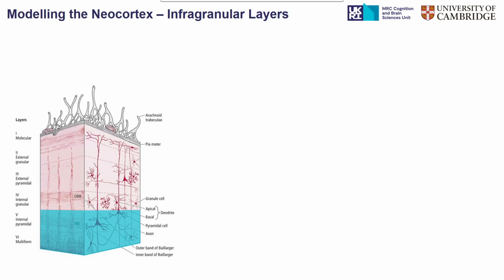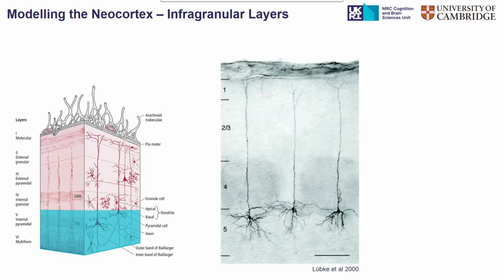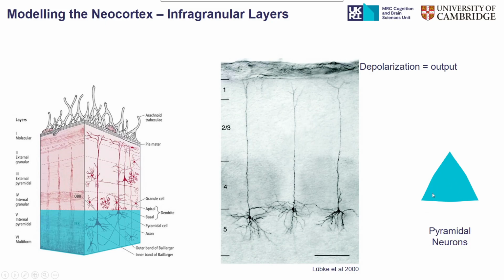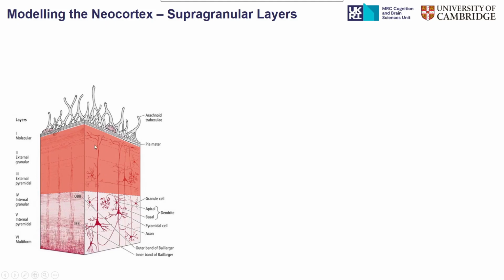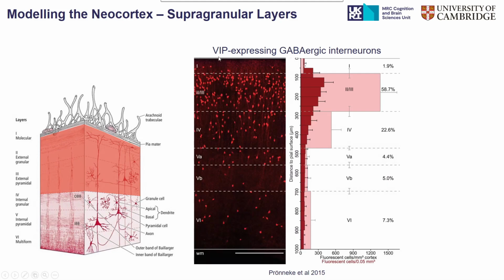Below the granular layer, layer 5 and layer 6 are collectively referred to as the infragranular layers. These mostly consist of pyramidal neurons which have dendrites extending all the way up to layer 1. Depolarization in the dendrites of these pyramidal neurons corresponds to the output of this column of cortex. We'll refer to them with this triangle. Lastly, the top 3 layers, called the supragranular layers, largely consist of inhibitory neurons and some superficial pyramidal neurons, but we'll be focusing on the inhibitory neurons, which are specifically vasoactive intestinal polypeptide expressing GABAergic interneurons, which have the highest density in layer 2 and layer 3, and we'll denote them with this red circle.